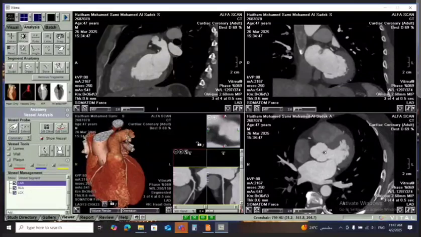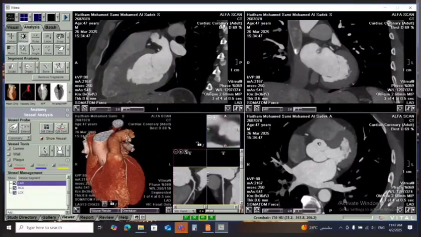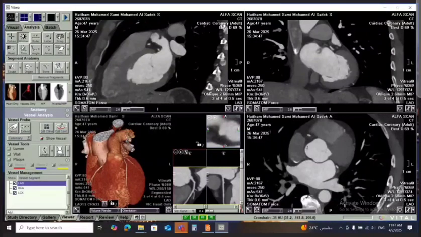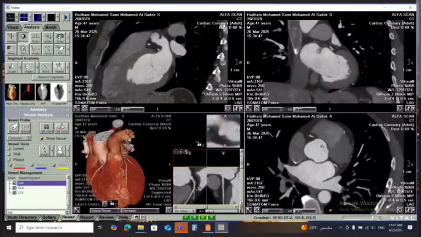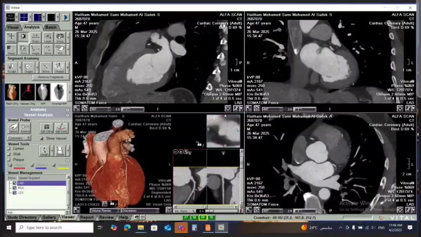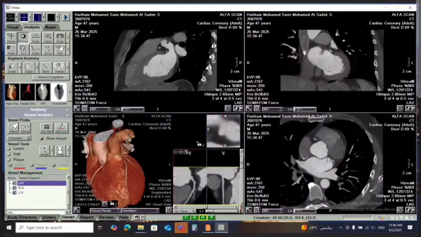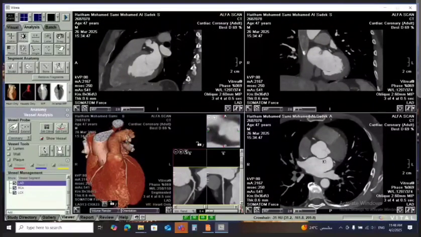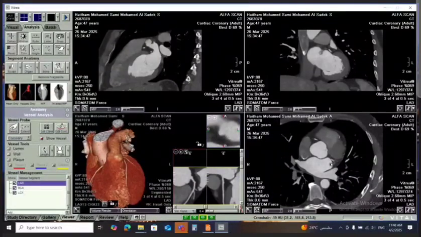These are the three sinuses of the valve in the aortic root. This is the right coronary sinus, and this is the left coronary sinus, and this is the non-coronary sinus. The right coronary sinus faces anteriorly toward the sternum, while the left coronary sinus is at the left posterolateral aspect and the non-coronary sinus at the right posterolateral aspect.